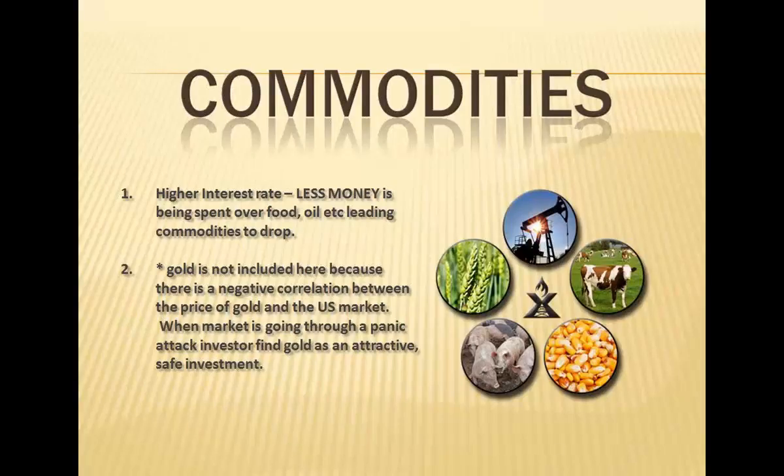For the gold, I wrote down a point here. Gold is different because there is a negative correlation between the price of gold and the U.S. market. When the market is going through a panic attack, investors find gold an attractive and safe investment. When people see everything go crazy, they go and buy gold because for hundreds of years gold has always seemed something solid, something you could see, a good investment basically. Okay, so there is a negative correlation. So if interest rates go higher and the stock market falls down, we'll see the gold price going up like crazy.